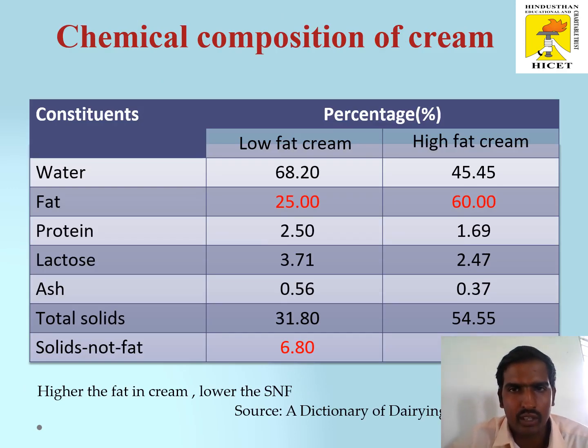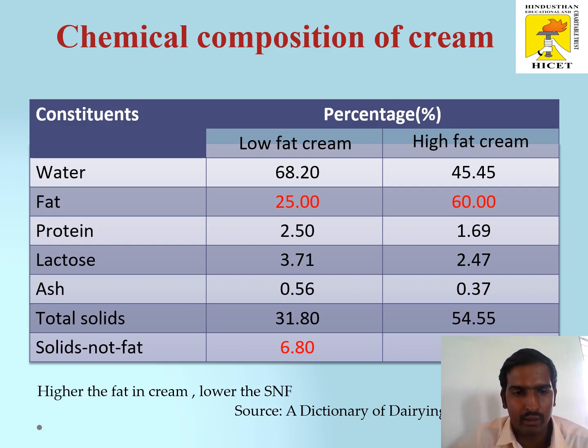Let us discuss the chemical composition of the cream. Based on the fat percentage, we can categorize it as a low fat cream and high fat cream. Low fat cream has constituents of water at 68.20%, fat 25%, protein 2.50, lactose 3.71, ash 0.56, total solids 31.80, solids not fat 6.80. And coming to the high fat cream, 45.5% water, 60% fat, protein 1.69 and lactose 2.47, ash 0.37, total solids 54.55 and solids not fat 4.22.